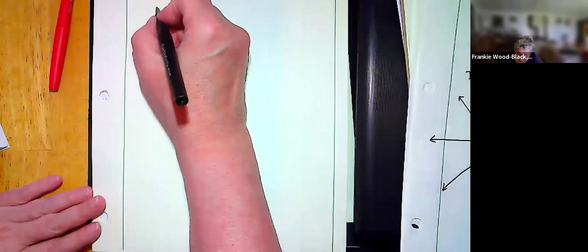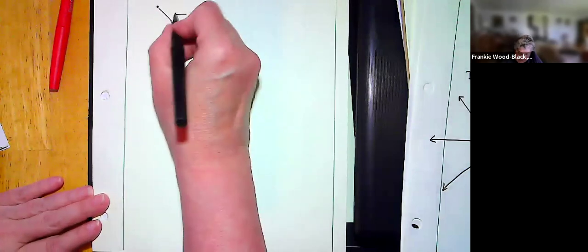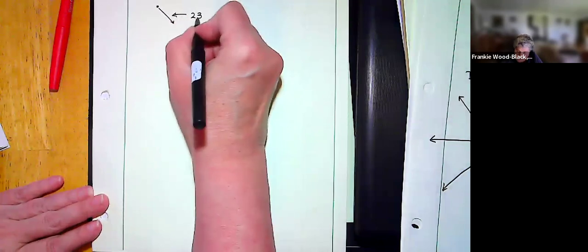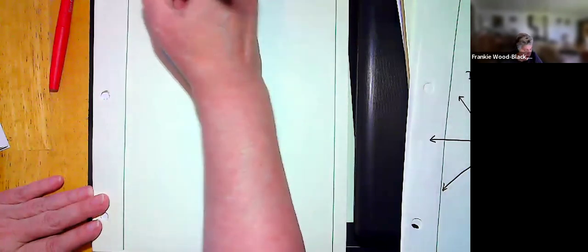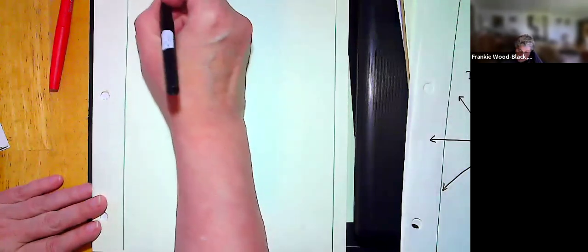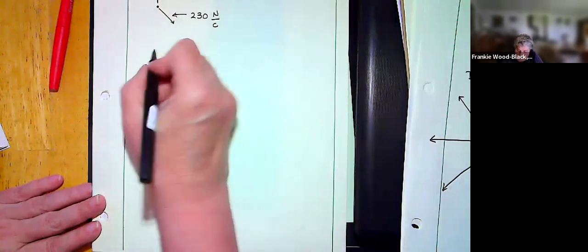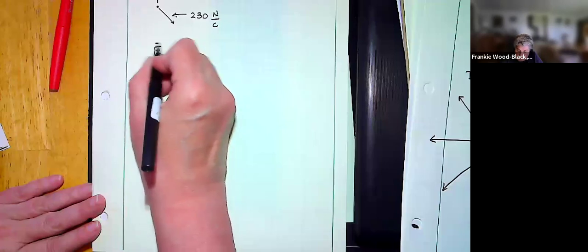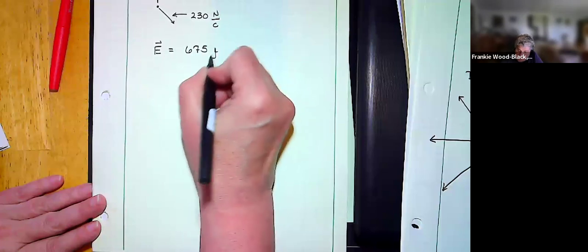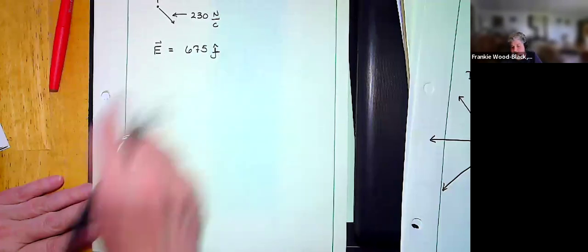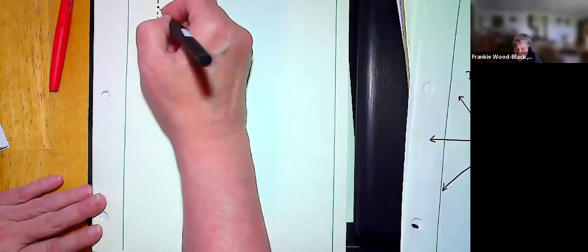So if I look at this, we said that this one was 1, and we have this as our 230. And we have this one as our 675. So my first electric field is going to be 675 in the j direction. So I've written it out in my vector notation. Now we've got to figure out this angle.